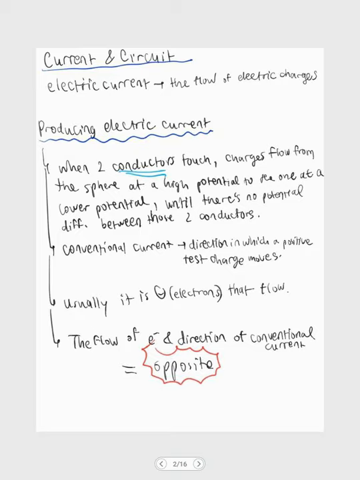Electric current is produced when two conductors touch and charge flows from the sphere at the higher potential to the one at the lower potential, until there's no potential difference between the two conductors. Conventional current means the direction in which a positive test charge moves, but usually it is negative charge, the electron, that flows. The flow of the electrons and the direction of the conventional current are actually opposite.